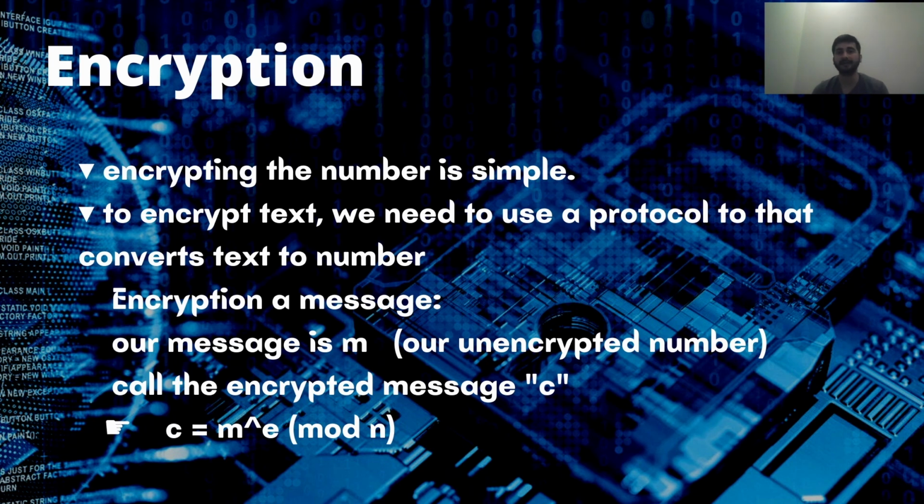Suppose we have a text or number to encrypt. Encrypting a number is simple because we are dealing with numbers. But to encrypt text, we need to use a protocol that converts text to numbers. After doing this, we calculate the encrypted message as follows. Let's call the encrypted message C. C equals M power E mod n. So we found our encrypted message.